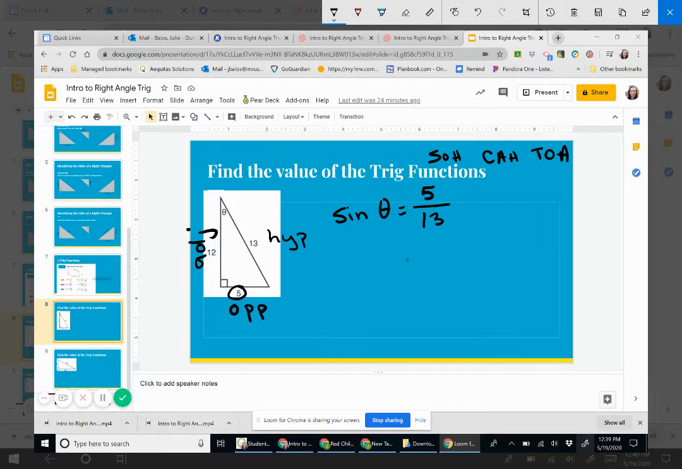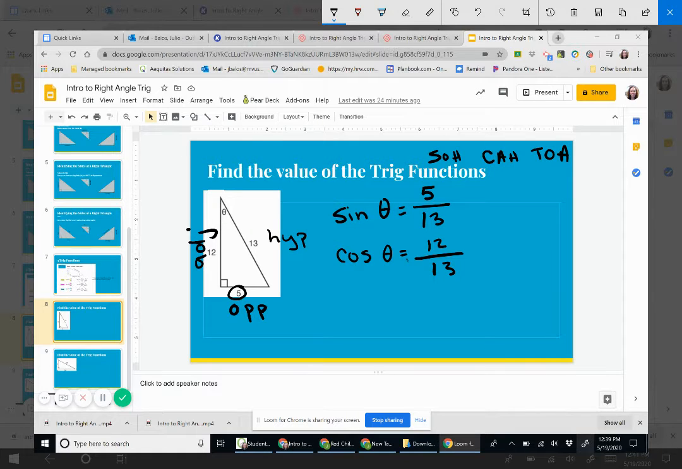You could put it in a calculator and come up with a decimal answer. You don't have to though. I'm just going to leave it like that. Cosine is next. Cosine of theta is adjacent over hypotenuse. How long is the adjacent side? Oh, 12. How long is the hypotenuse? Still 13. That's my answer.